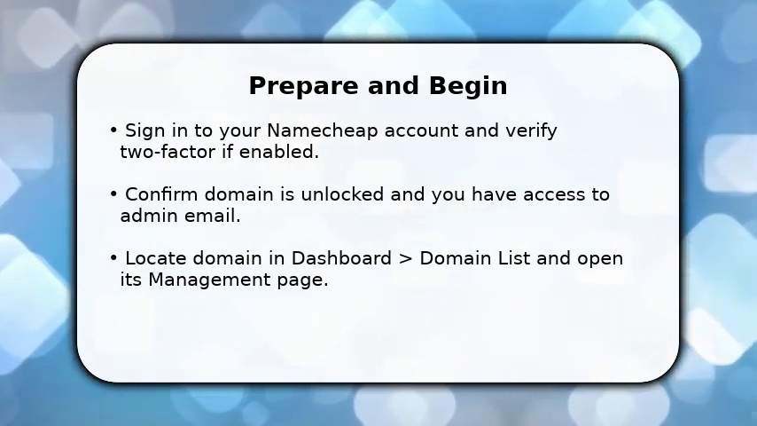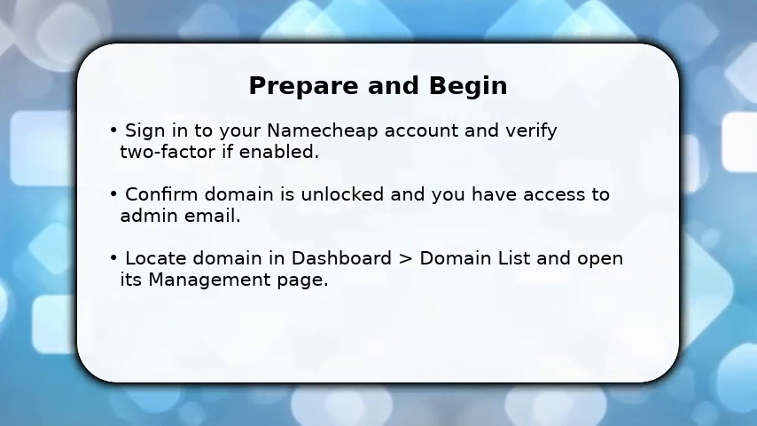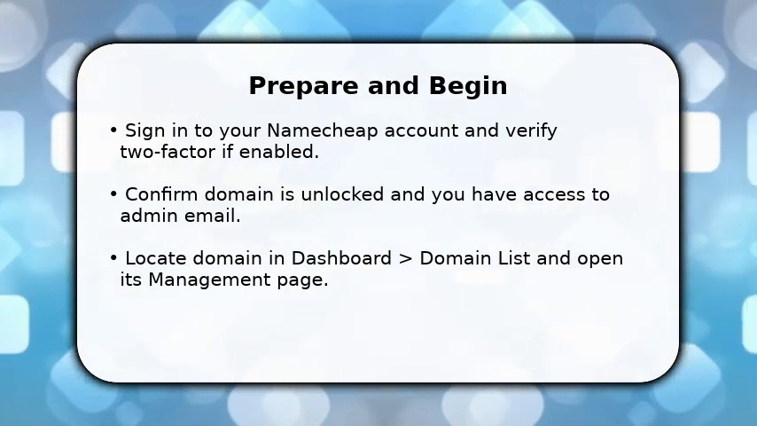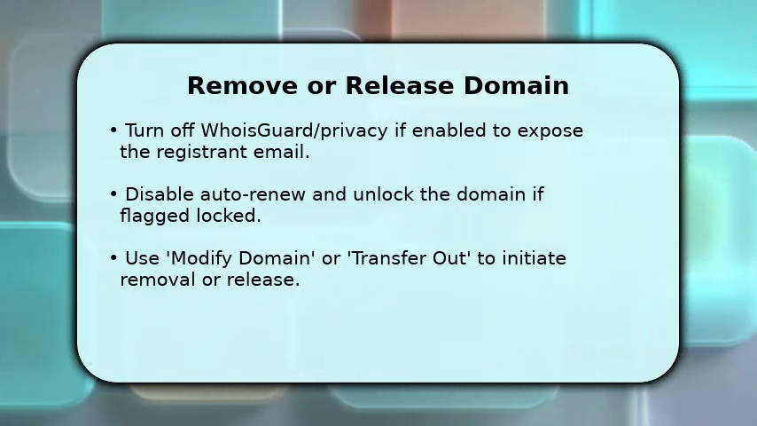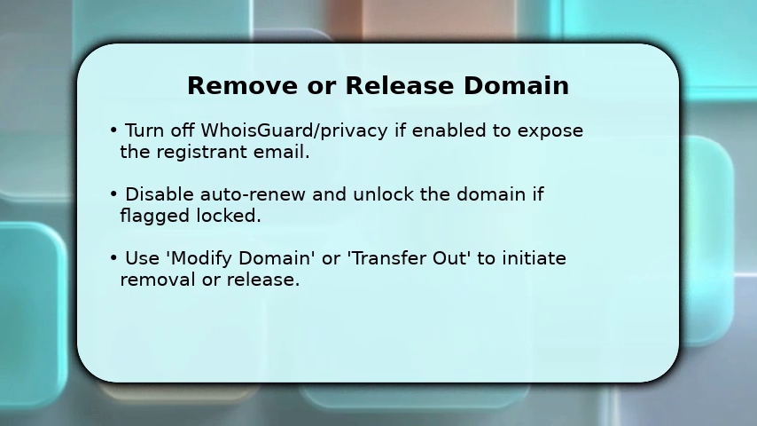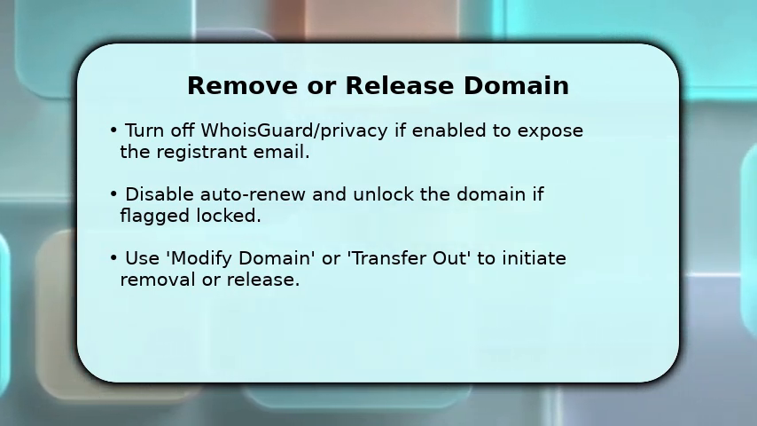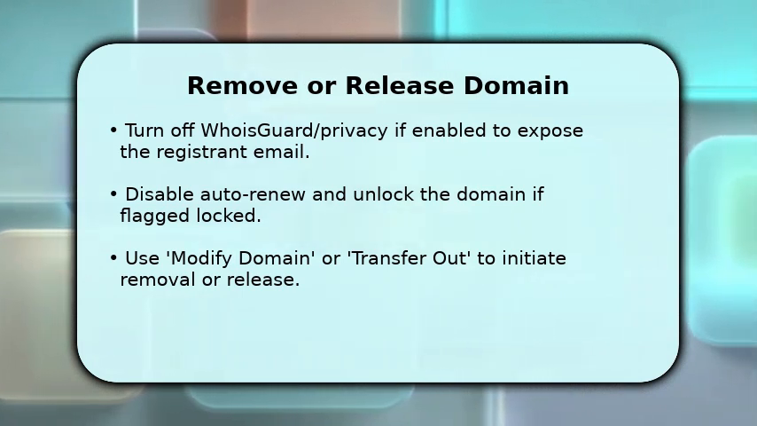You do this now so the next steps act on the correct record, and you avoid delays from verification emails or locked status that would interrupt the process. On the management page, you first disable Whois guard or privacy. Namecheap needs the registrant email visible for confirmations. Next, unlink auto-renew and set the domain to unlocked. Locked domains cannot be transferred or deleted.